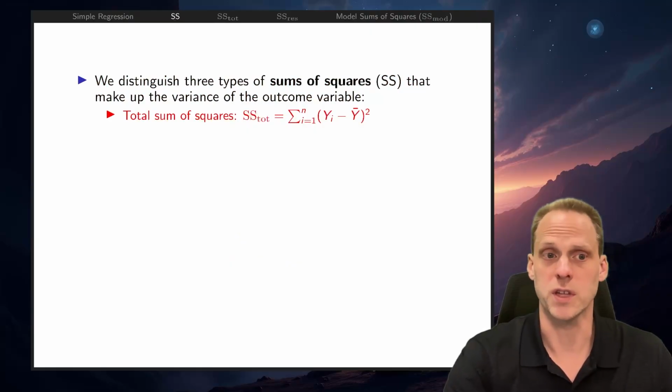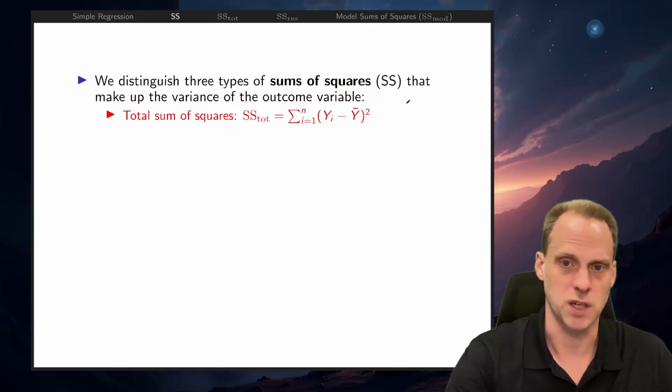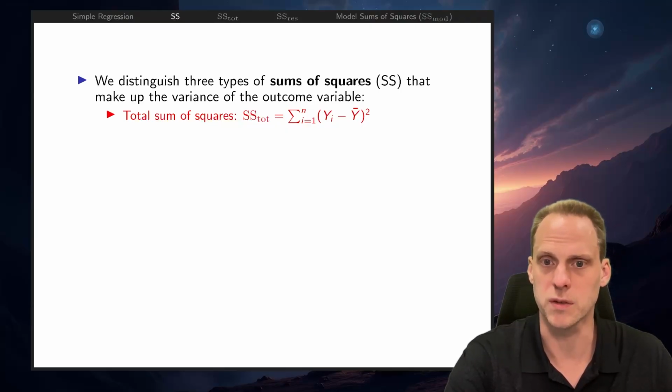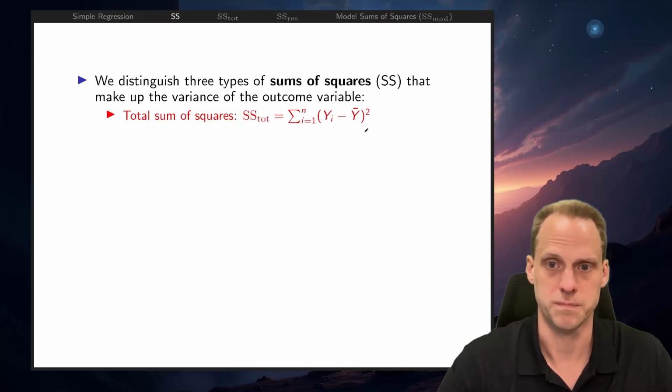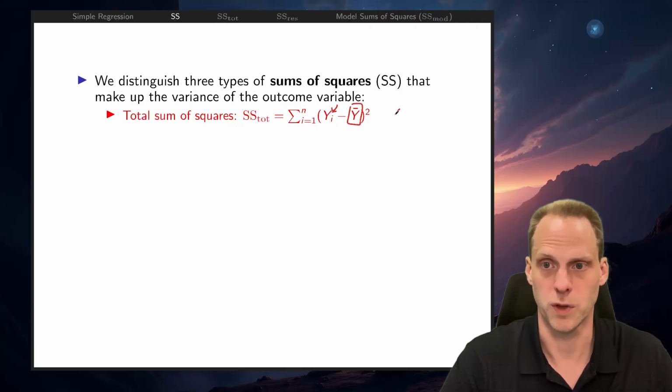We have three different types of sums of squares. We have the total sums of squares, which is the sum of squared distances from the average. So here we don't take the predictor into account, right? This is simply the average of the outcome variable. And this is the score, so there is no x here, right?